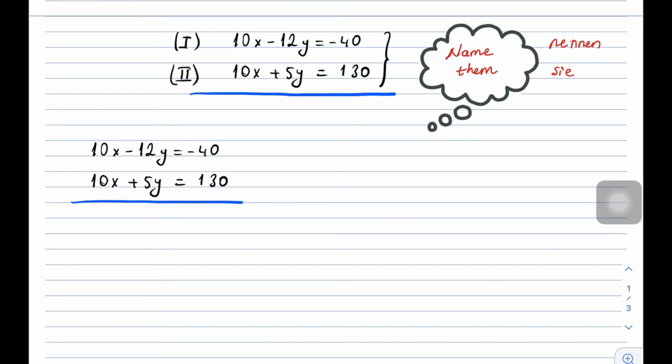What is my aim here? What am I trying to do? The same number, different sign. Let's look at it. Here is 10 and then here is 10. I got the same number, that's okay. Here is 12 and then here is 5. Both of them are positive, right? I want one of them to be negative. Let's multiply one of the equations, the first one or the second one, by negative.